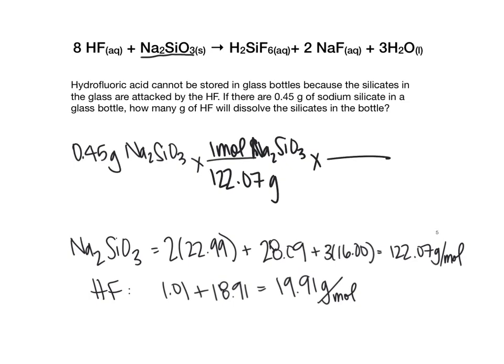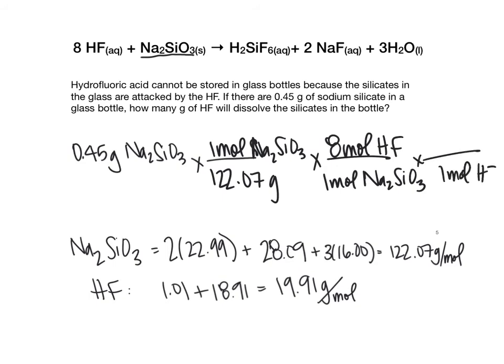Now we need our stoichiometric ratio. We're not actually converting reactants to products; we're figuring out reactant to reactant. You can convert anything on the left to anything else on the left, or anything on the left to anything on the right, and vice versa. So it is 1 mole of sodium silicate for every 8 moles of HF, and then 1 mole of HF is 19.91 grams of HF.